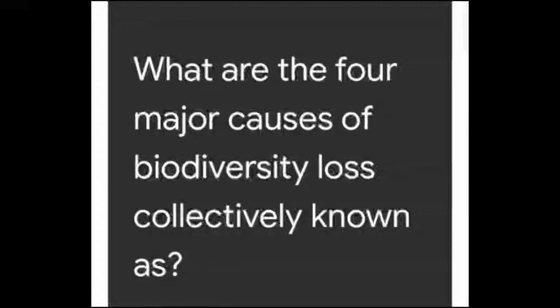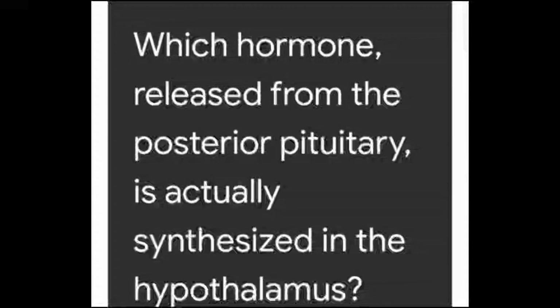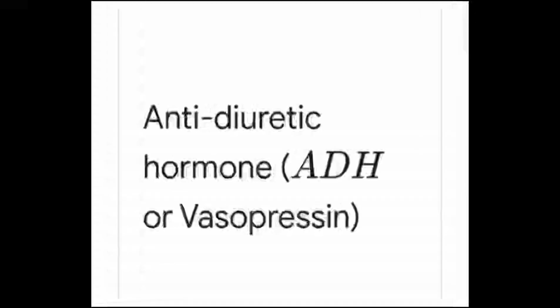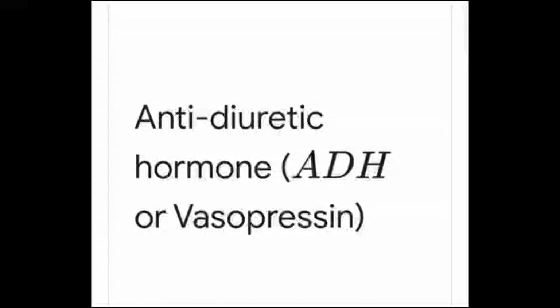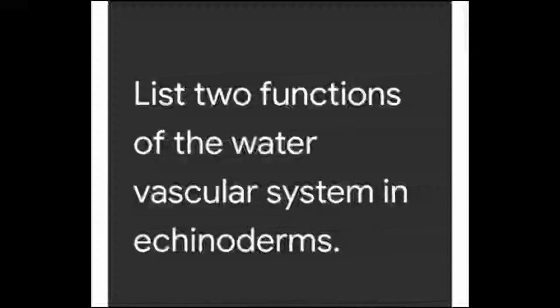What are the 4 major causes of biodiversity loss collectively known as? The evil quartet. Which hormone released from the posterior pituitary is actually synthesized in the hypothalamus? That is vasopressin or antidiuretic hormone, released from the posterior pituitary and actually synthesized in the hypothalamus. That is ADH. So ADH, antidiuretic hormone or vasopressin, is the answer. List 2 functions of the water vascular system in Echinodermata. Locomotion and capture and transport of food.